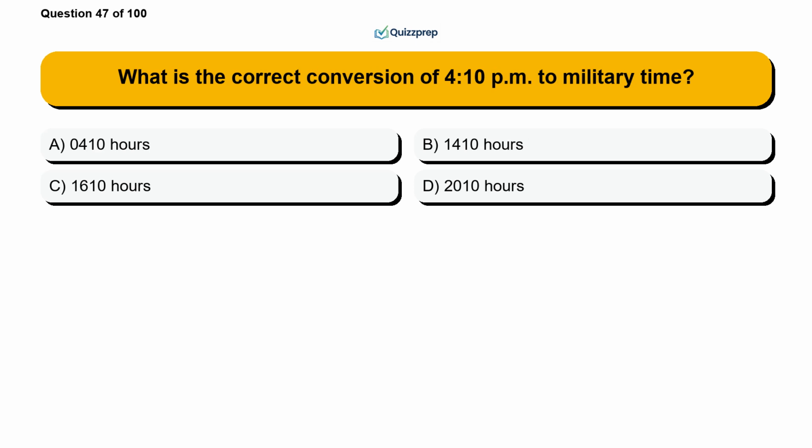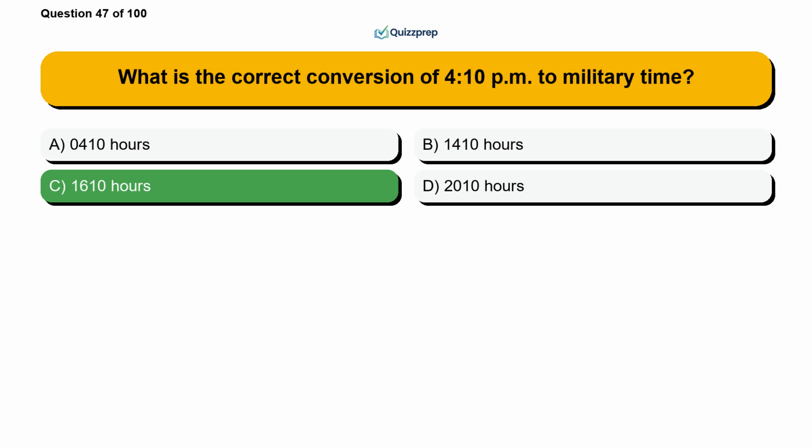Question 47. What is the correct conversion of 4:10 p.m. to military time? Option A, 0410 hours. Option B, 1410 hours. Option C, 1610 hours. Option D, 2010 hours. The correct answer is option C.